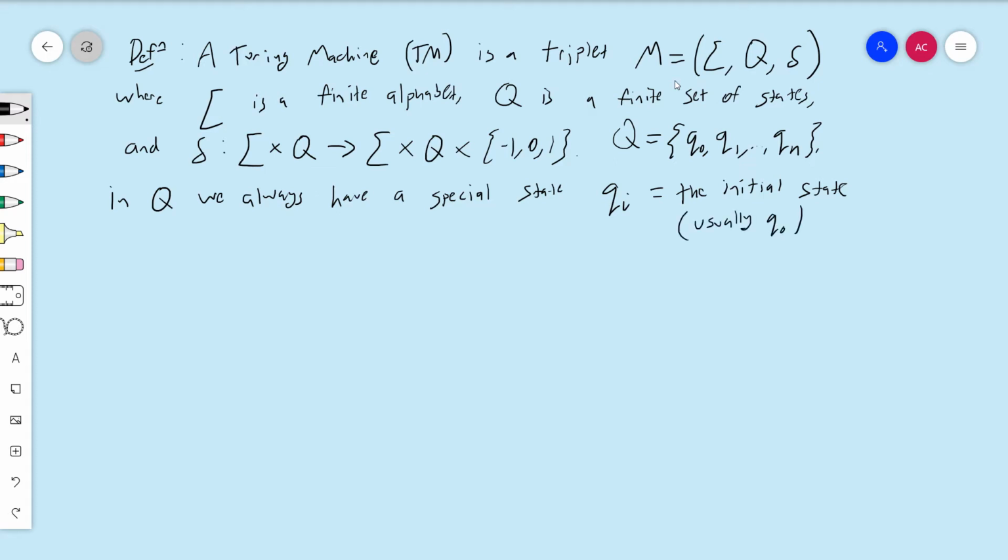Usually Q0. And it's actually special states plural, because we're also going to have QH, which is the halting state. Now we're going to have a halting state QH, and usually that'll be the last state.